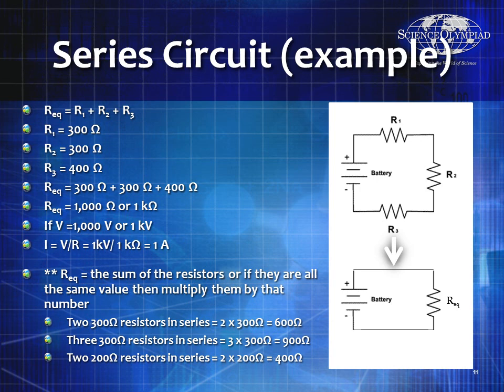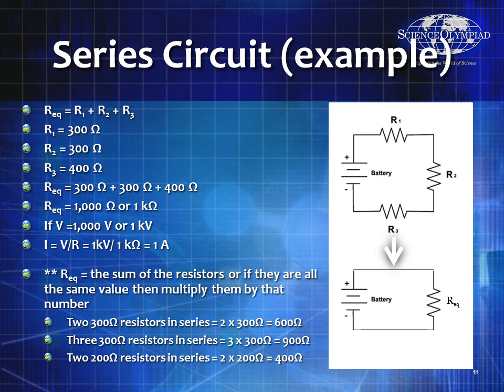So let's go through an example. In this particular case, we know that R equivalent is equal to R1 plus R2 plus R3. If R1 is equal to 300 ohms and R2 is equal to 300 ohms and R3 is equal to 400 ohms, the R equivalent then becomes 300 plus 300 plus 400, or 1000, or 1 kilo ohm. Generally speaking, we will always make them kilo ohms, mega ohms, giga ohms, whatever it is, so that we don't end up saying 1000 ohms.